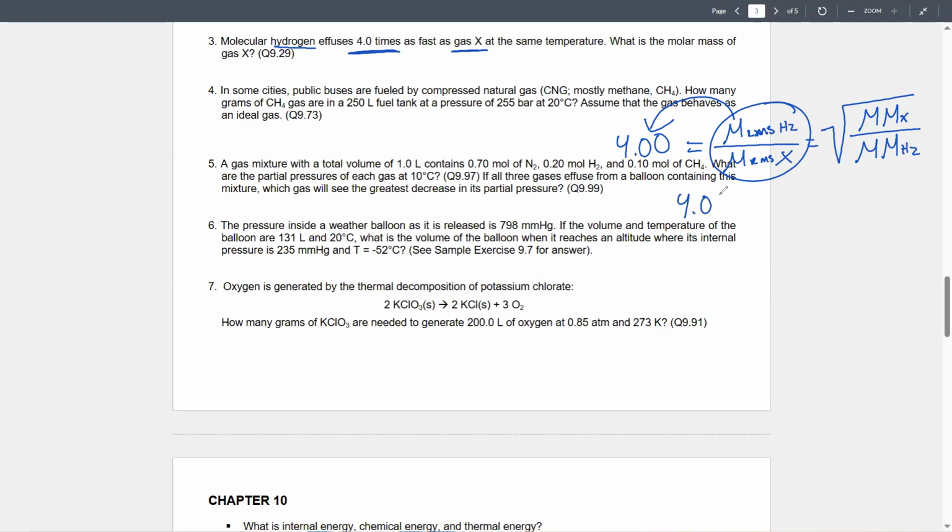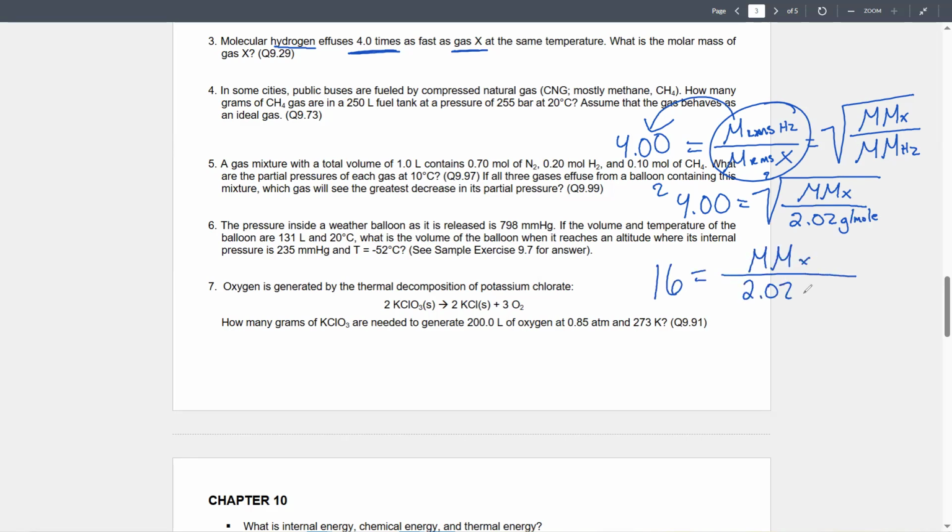So 4.00 equals the square root of the molar mass of the gas that we want divided by the molar mass of H2, which is 2.02 gram per mole. So I square both sides to get rid of the square root. So 16 equals molar mass of X divided by 2.02 gram per mole. It might be sulfur. 16 times 2.02, 32.32. No, that's not going to be sulfur because sulfur is 32.064.